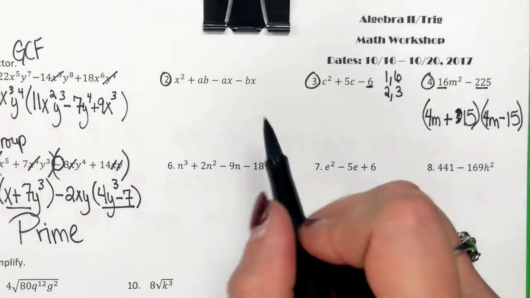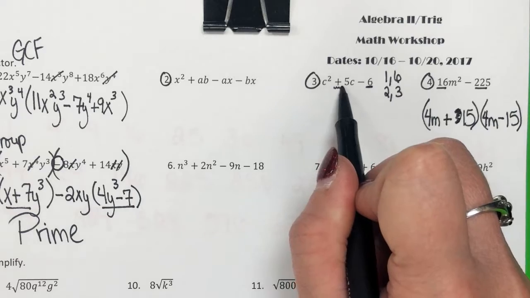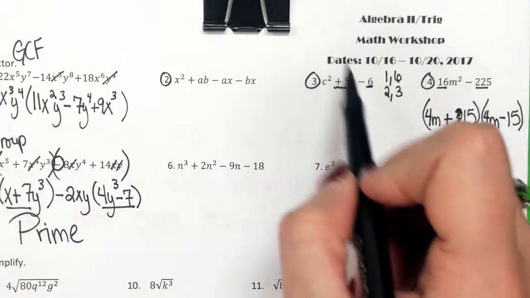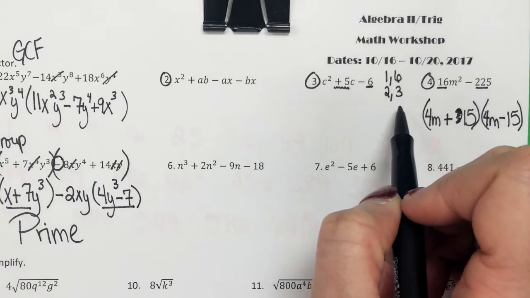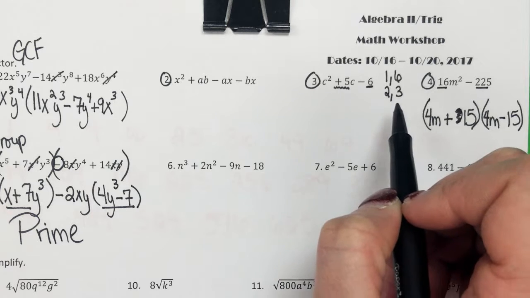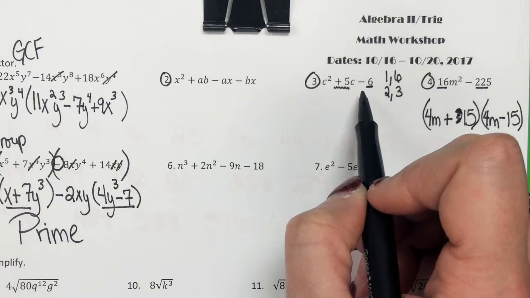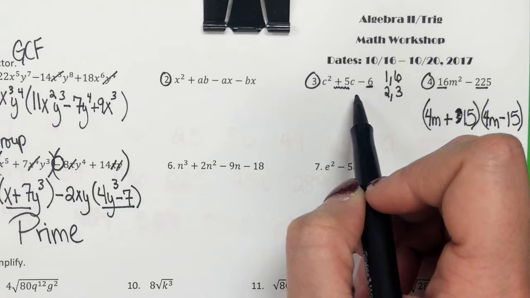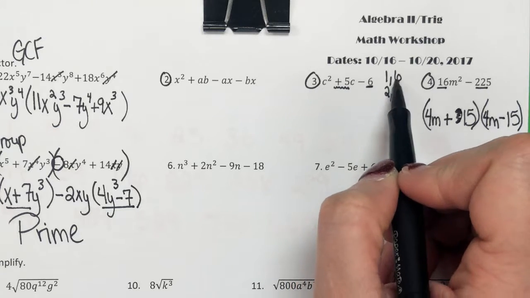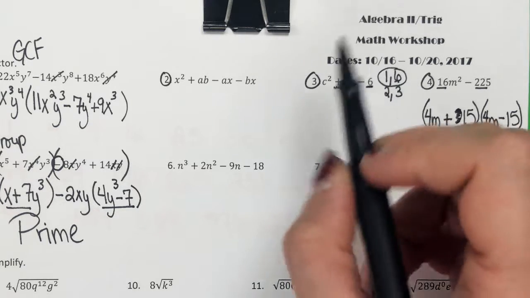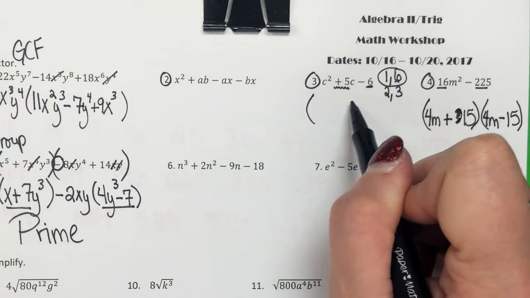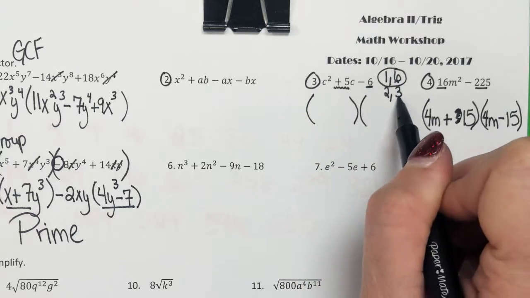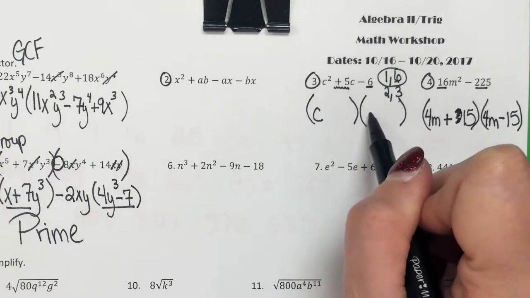All right, now here's the thing. You ready? It has to add or subtract to be 5. They'll both give you 5. 2 plus 3 is 5, and 6 minus 1 is 5. Which one multiplies to be negative 6? 1 and 6. 2 times 3 would be positive 6. All right, so how does 1 and 6 give me positive 5?